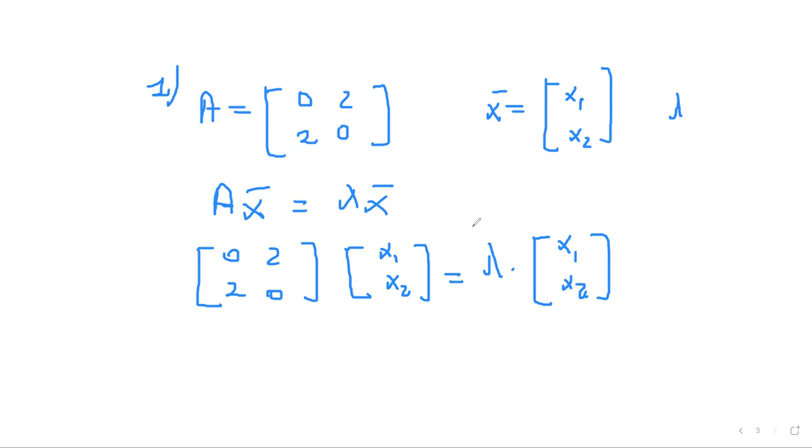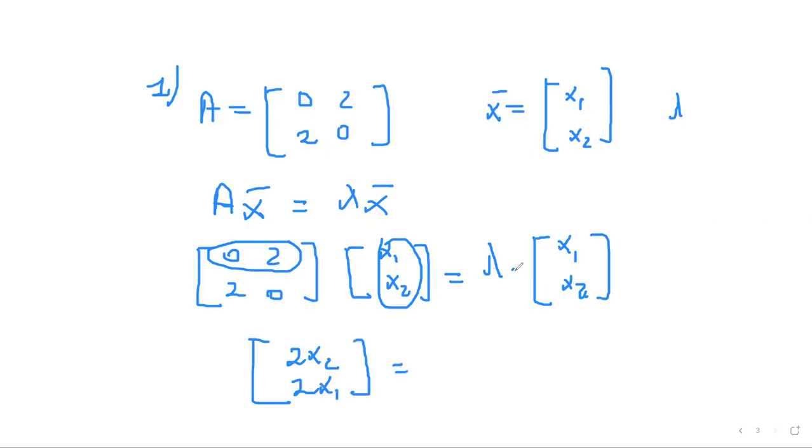So what we do here, we multiply and try to get the system of equations. We know how to multiply this. We multiply the row by column. So it's going to be 0 times x1, which is 0, plus 2 times x2, which is 2x2. And again, the same thing we do with the second row. So 2 times x1 plus 0 times x2 is going to be 2 times x1. It's equal, and do not forget to multiply lambda by this vector. So we are going to get lambda x1 and lambda x2.